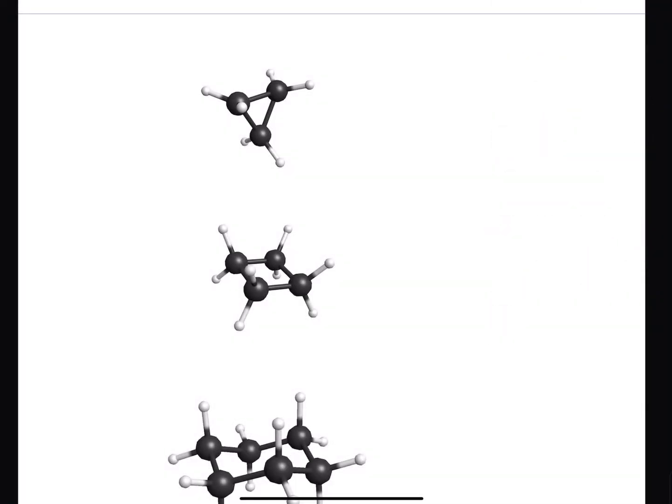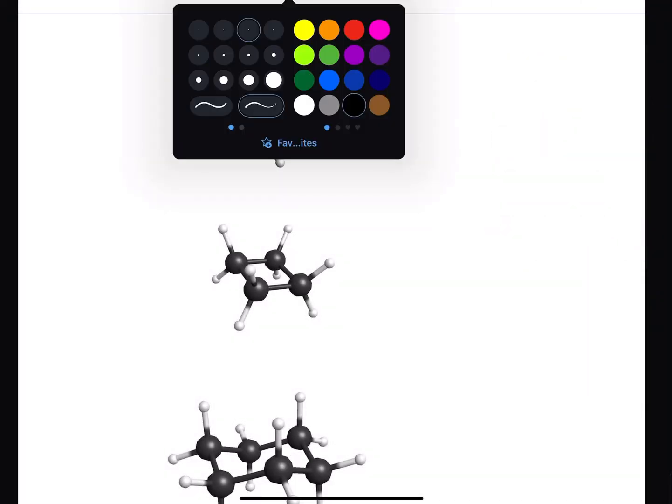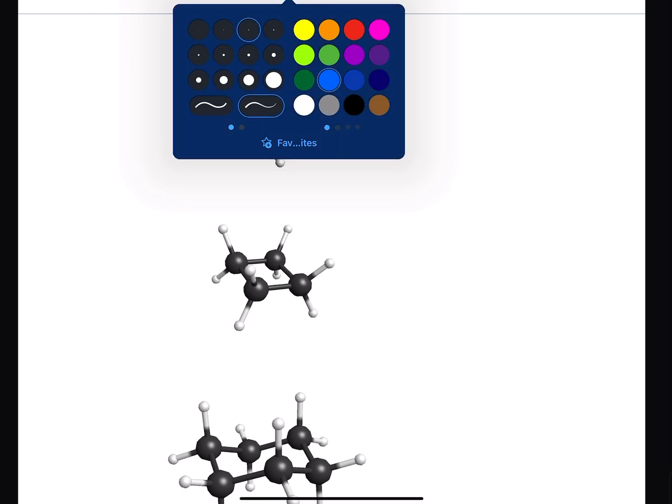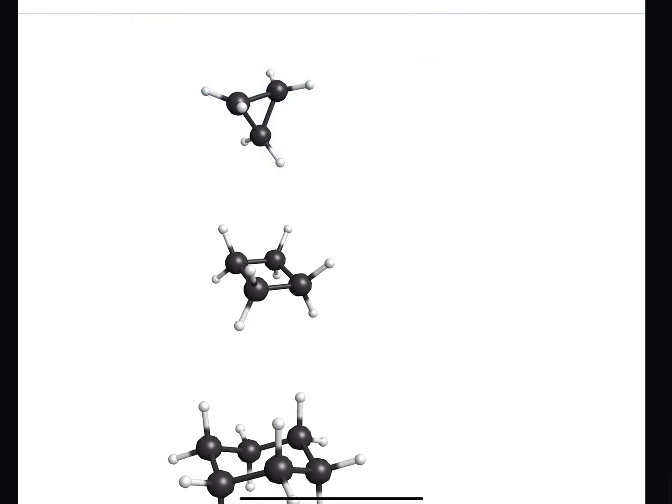Welcome back to part two of our introduction to the naming and drawing of organic molecules, the nomenclature and representation. Okay, so in part one we saw straight chain alkanes. Here in part two we're looking at cycloalkanes, alkanes which make cycles.